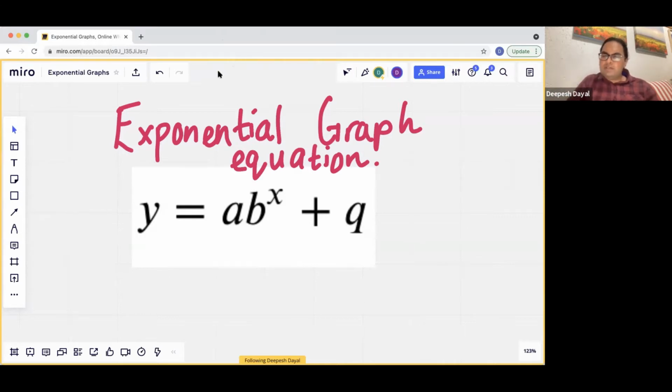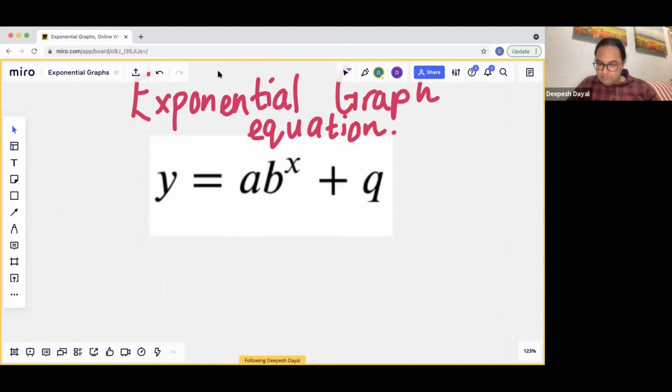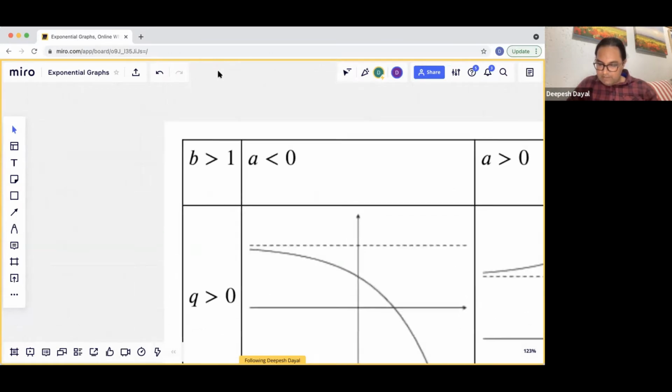So what do all these things represent? We've got a, b to the x plus q. We did the previous graph, the hyperbola, and I'm sure a lot of you are very good at that now, and we've been able to unpack what each of these represent. Whereas for this, it represents different things, but some are the same as well. So we're going to unpack that. Let's have a look. So I've got these graphs here.